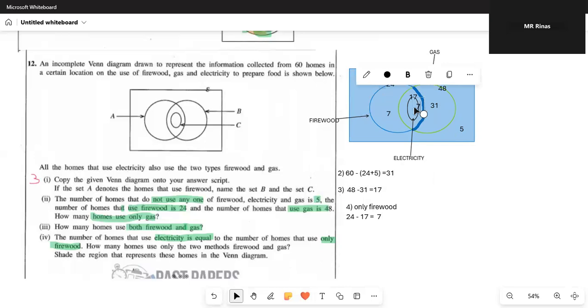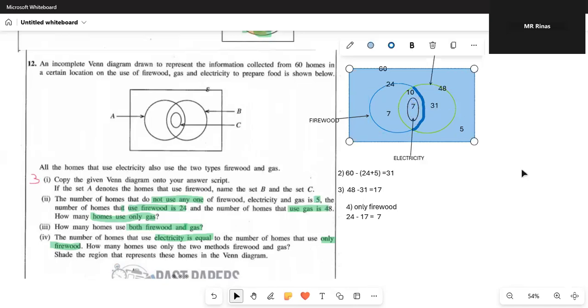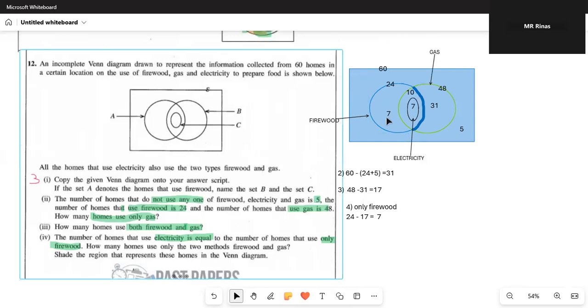Then you know that from the 17, when you subtract the 7, 10 homes, they use only the firewood and the electricity. So here this 7 is equal to only the electricity, that one we mark.